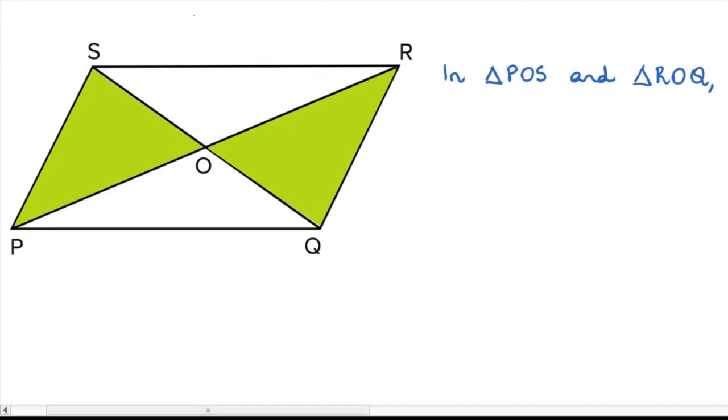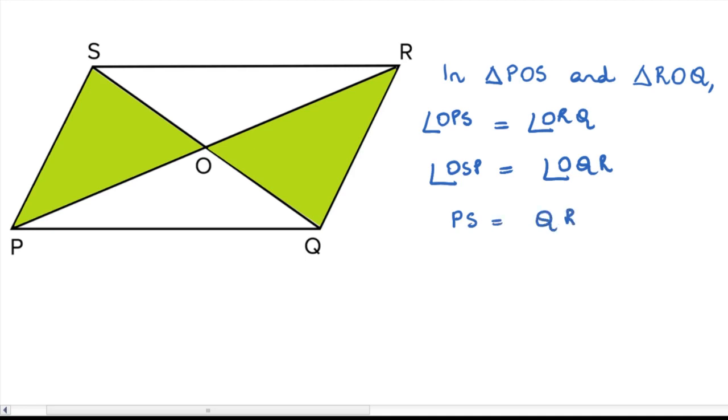Now in triangle POS and triangle ROQ, angle OPS equals angle ORQ. Alternate angles, ठीक है? Angle OSP equals angle OQR. Alternate angles. And side PS equals side QR. Opposite sides of a parallelogram. ठीक है? तो triangle POS is congruent to triangle ROQ.